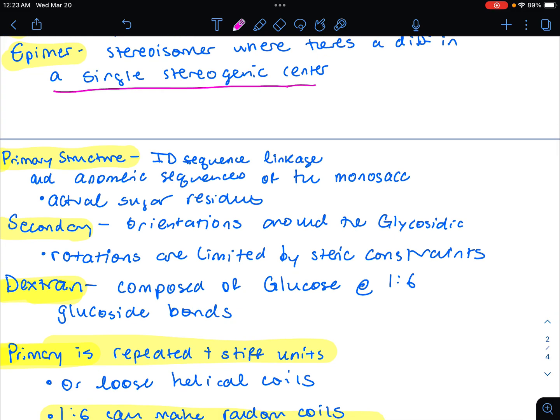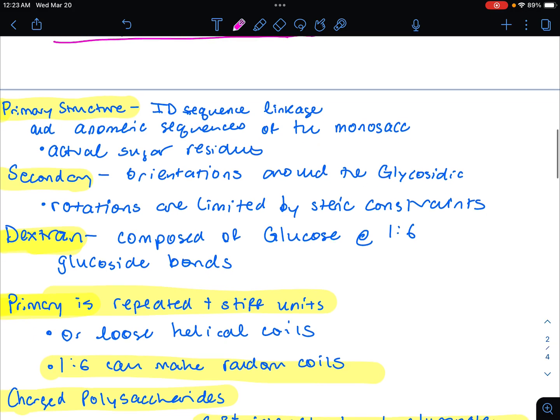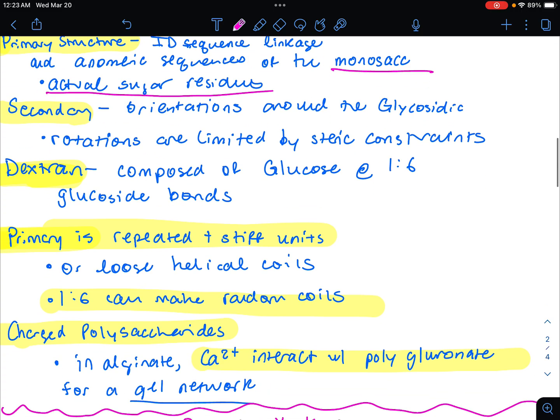Polysaccharides also have primary and secondary structure. So primary structure would be the identity sequence, or the linkage and the anomeric sequences of the monosaccharide residues. So this is going to be like the actual sugar units that make up this polysaccharide. The secondary structure, however, is also going to have the relative orientations around the glycosidic bonds. And you're going to have these rotation angles. They're going to be limited by steric constraints, though. An example would be dextrin. This is a polysaccharide that's composed of glucose at 1,6-glucoside bonds. So there's a specific type of bond they are made, 1 to 6.